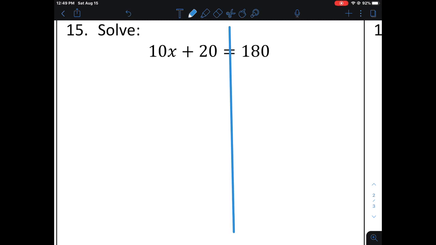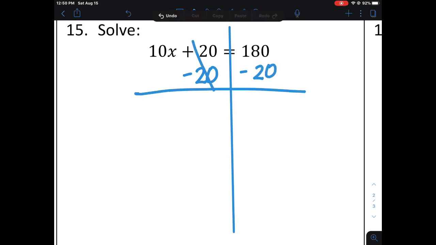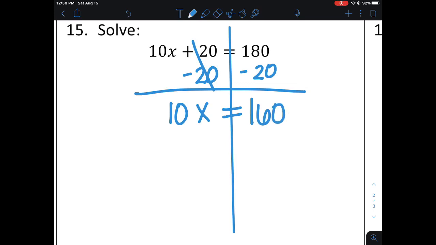So I've got this 10x. It's on the left-hand side. That's what I want. Then I've got plus 20. 20 is just a number. I want to move it to the right-hand side. How do I move it? I need to do the opposite of what I have already. I have a plus 20, so I'm going to do minus 20 to both sides. That will cancel that out. Positive 20 minus 20 is 0. What am I left with? 10x equals 180 minus 20, which is 160.